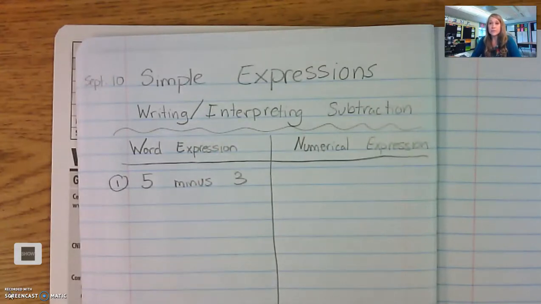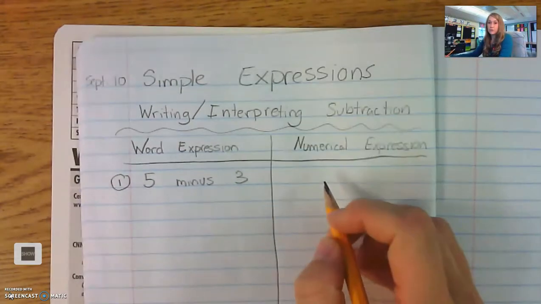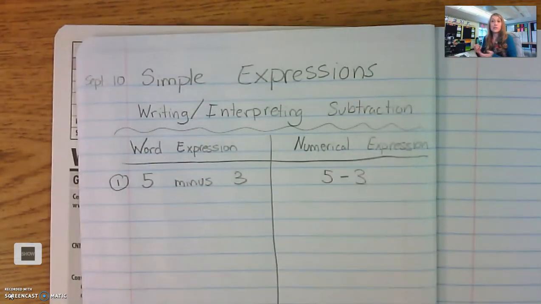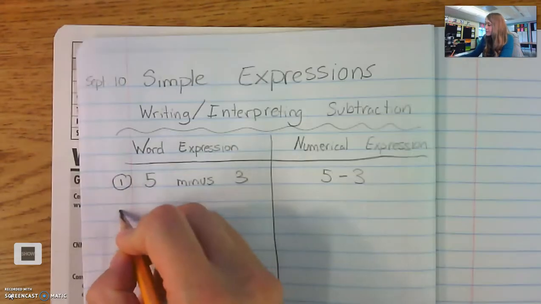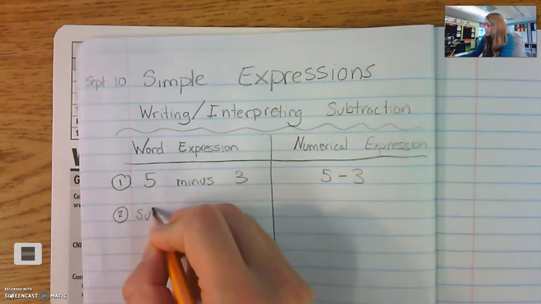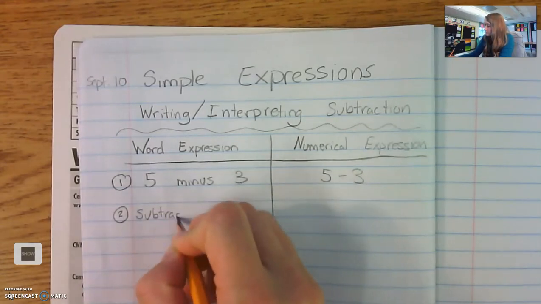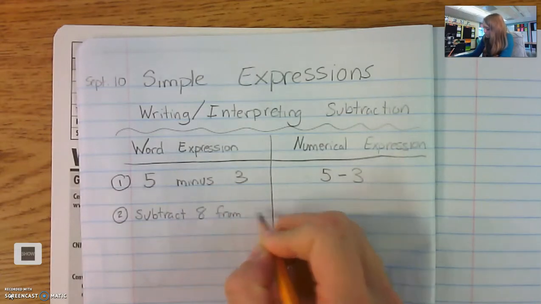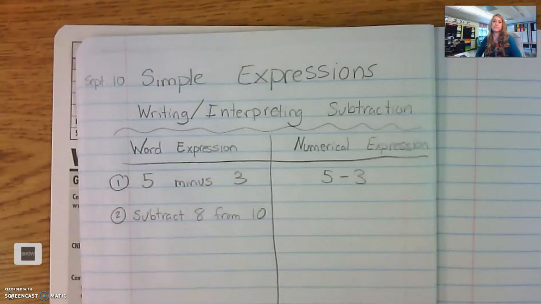This type of simple expression we've seen since second grade. We know how to write this as a numerical expression: 5 minus 3, just the way that it sounds. That one's easy peasy lemon squeezy. Let's look at another one. What about subtract 8 from 10? Subtract 8 from 10.